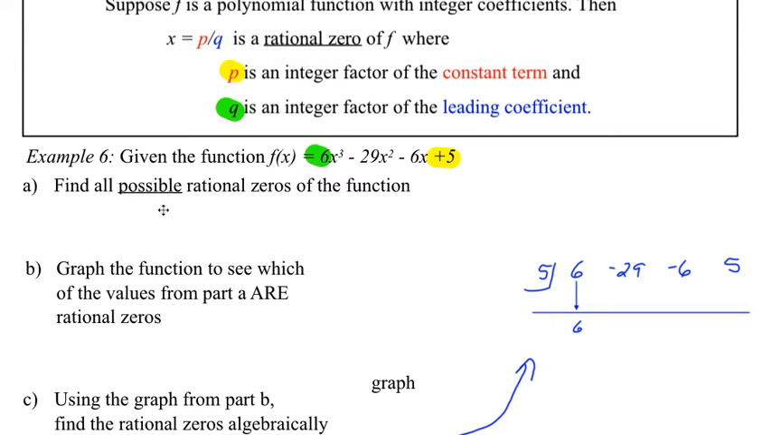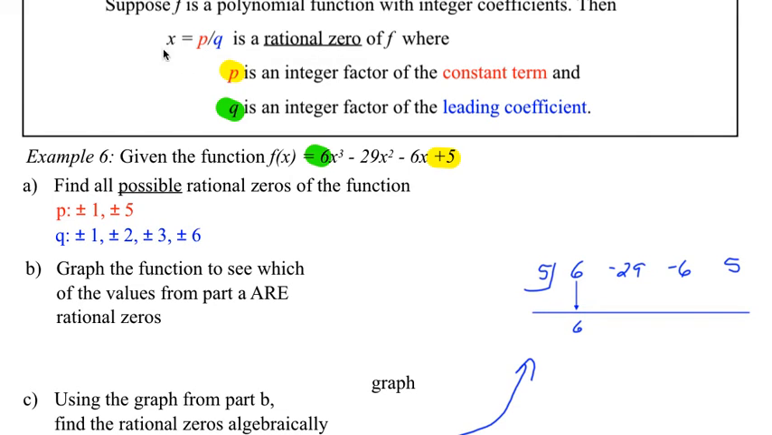So let's go ahead and take a look. So find all possible rational zeros. Well, it's the quotient of those values. So what are the possible p-values? We're only looking at our constant term of 5. So the p-values are going to be plus and minus 1 and plus and minus 5. Those are the only factors of 5. The q values will come from 6, so we'll get plus and minus 1, plus and minus 2, plus and minus 3, and plus and minus 6.